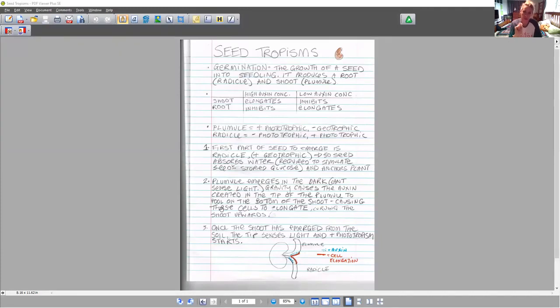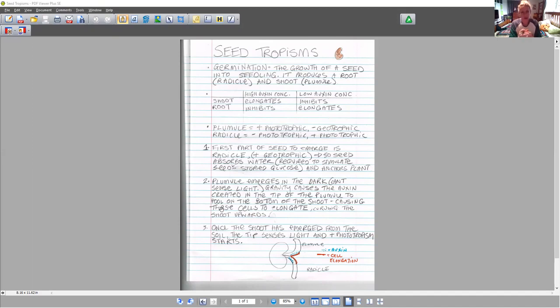In the exams, there was a particularly hard question one year, I think it was 2013, and they asked the students to describe the tropisms happening in seed germination. So that's why we've got a whole lesson on it.